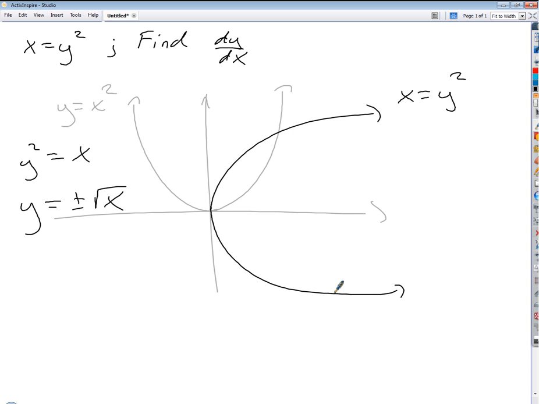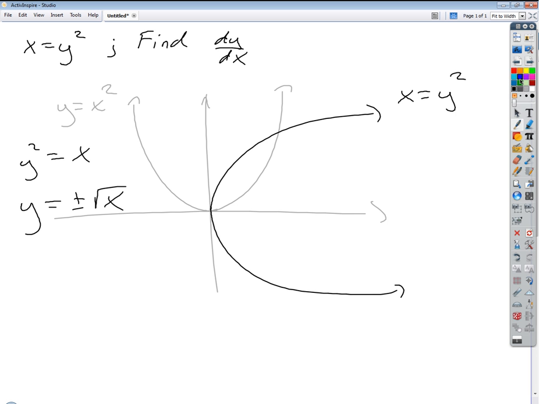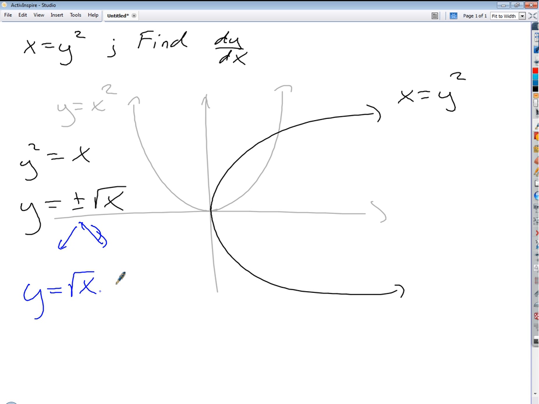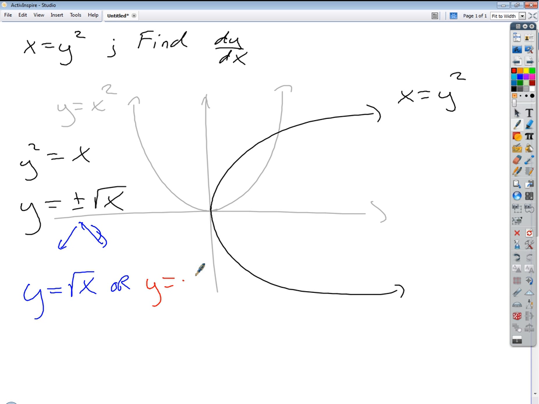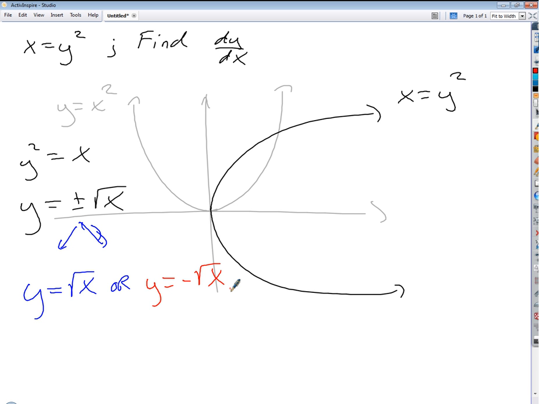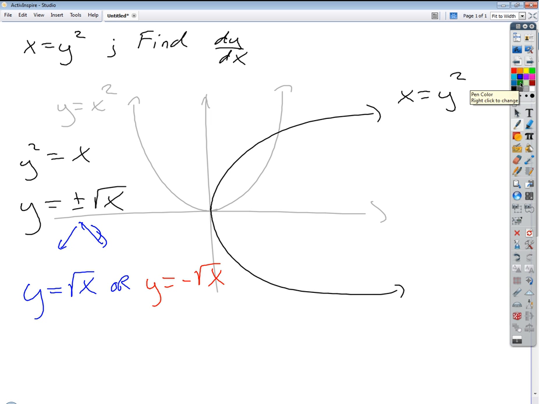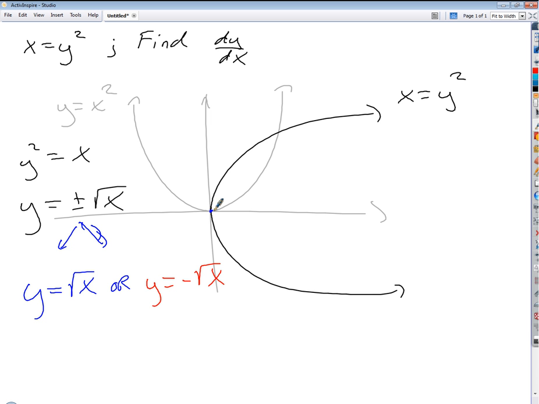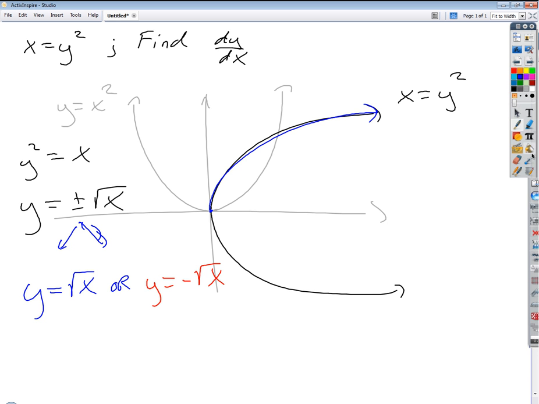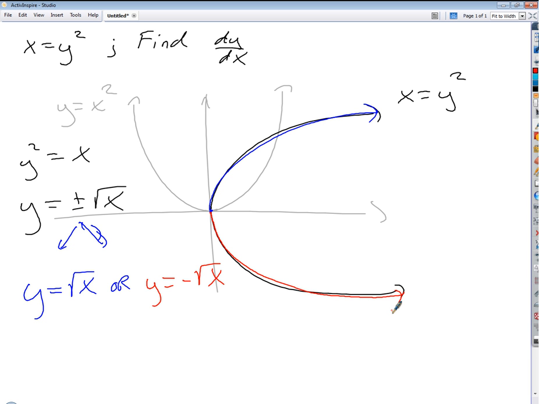So if we cut this thing in two and we treat it as either plus the square root of x, this just becomes either y equals the square root of x, or y equals minus the square root of x, right? Plus the square root of x is this function, and it is a function, right there, isn't it? Minus the square root of x is this function right there. Separately, they work, don't they?